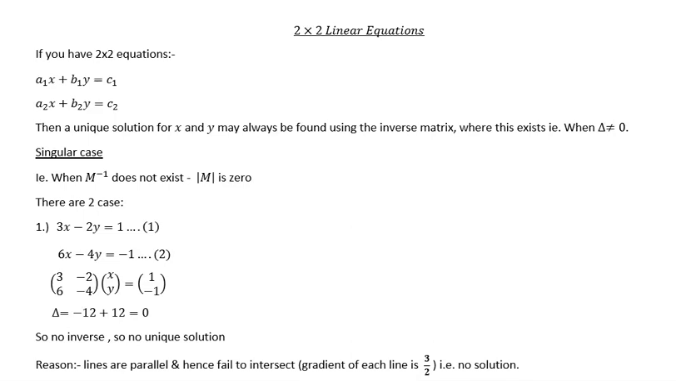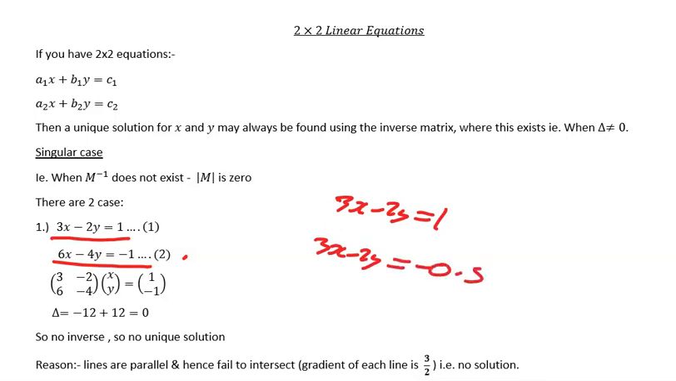If you think what these 2 things represent, this represents a straight line, and this also represents a straight line. The first one is 3x minus 2y is equal to 1. If you divided the second line by 2, you're going to get 3x minus 2y is equal to minus 0.5. So in actual fact, these are 2 parallel lines. That's why they would never meet, and that's why there's no solution there.